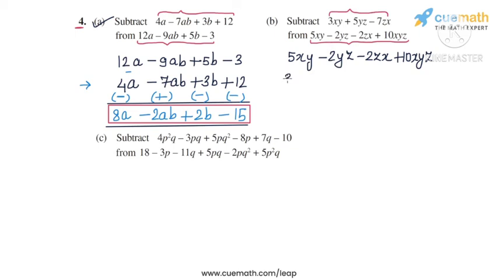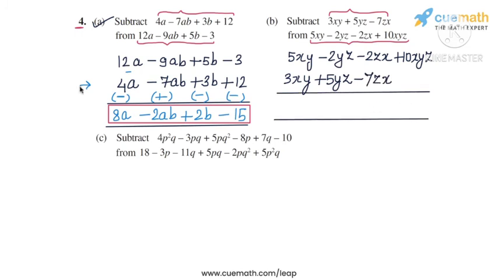So we have 3xy, which we write below 5xy. Then we have plus 5yz, which we write below minus 2yz. And then we have minus 7zx, which we write below minus 2zx. And now we will carry out the subtraction process. So once again, the sign of each term in the second expression will get reversed. So 3xy will become minus 3xy, and we'll have 5xy minus 3xy, that will be 2xy. Then plus 5yz will become minus 5yz, and we will have minus 2yz minus 5yz, or minus 7yz.